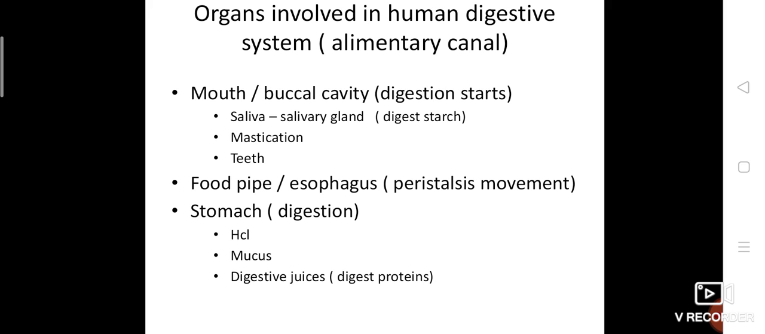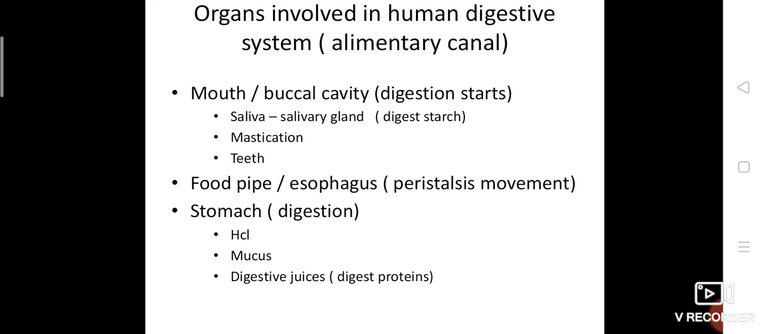Next, organs involved in the human digestive system. So the human digestive system is otherwise called the alimentary canal. Just I'm going to recall it once. So the first organ involved is the mouth, otherwise we can say buccal cavity. So digestion starts from the mouth. So when we talk about the buccal cavity, we have to think of three important things. One is saliva, one is mastication, and another one is teeth. Saliva and teeth play a major role in the mouth, because digestion starts from the mouth. And if you talk about the mouth, we are having these things, that is tongue, teeth, and saliva. So these play an important role.